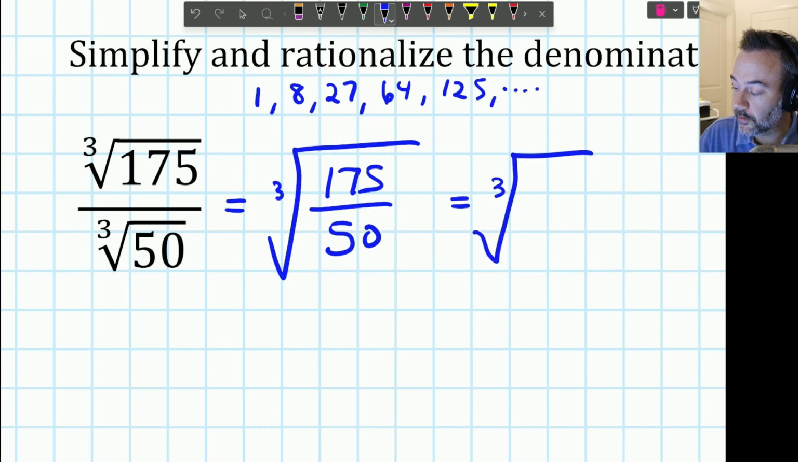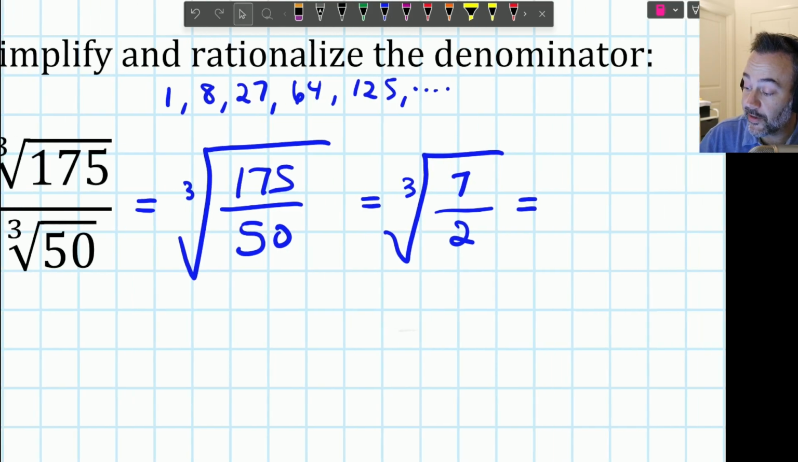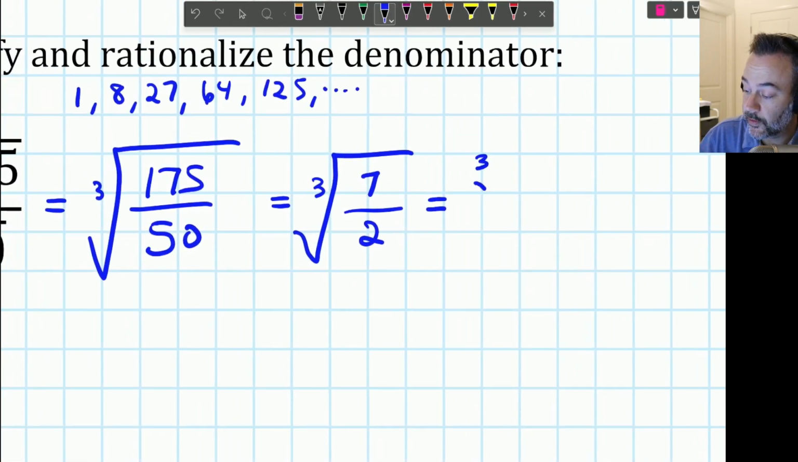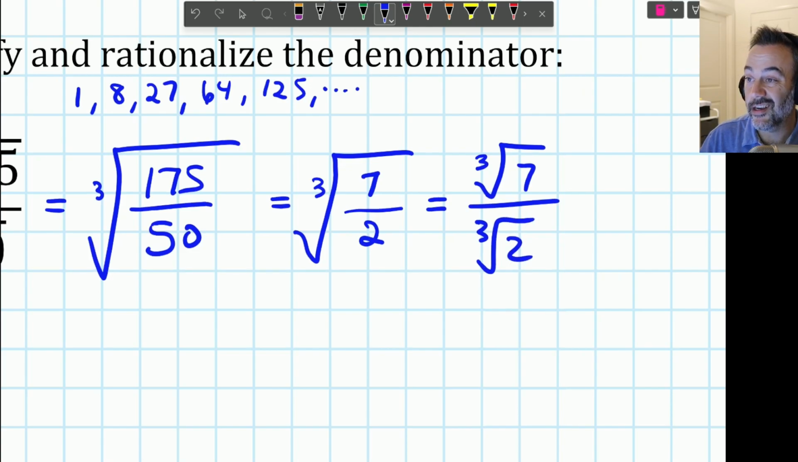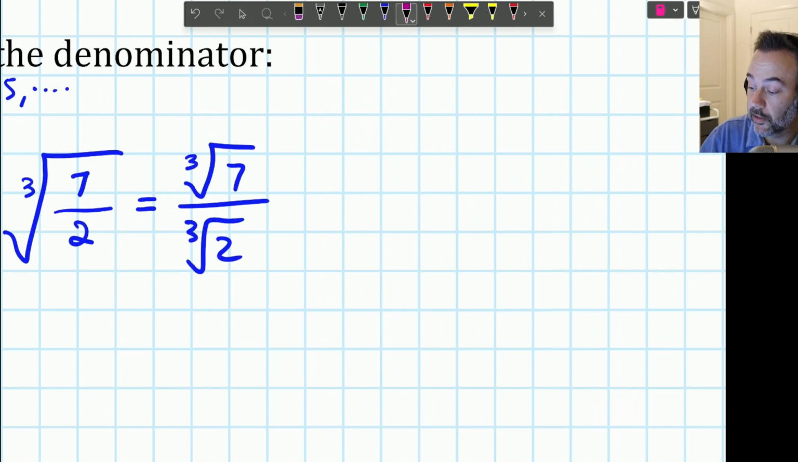This is the cube root of, 25 goes into 50 2 times, and 25 goes into 175 for 5, 6, 7 times. So this would be 7 over 2. Now I can resplit them. Cube root of 7 over cube root of 2. And now I've got that as reduced as possible. I want to rationalize the denominator.